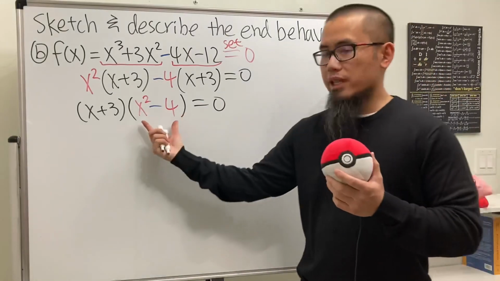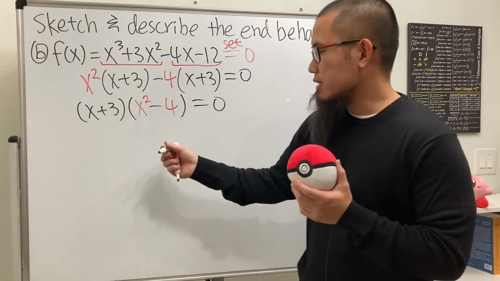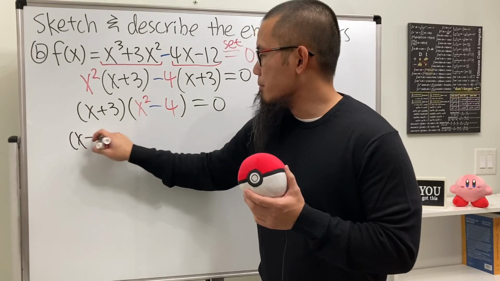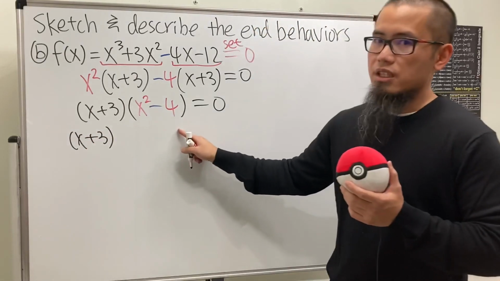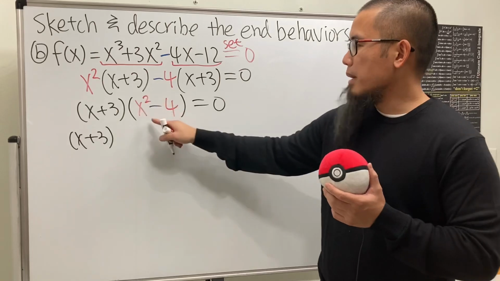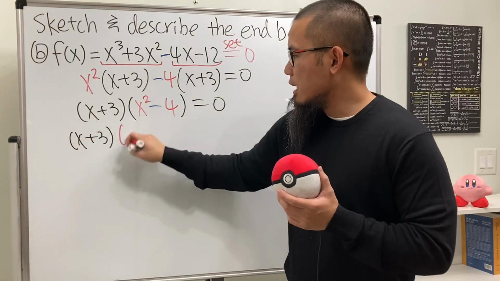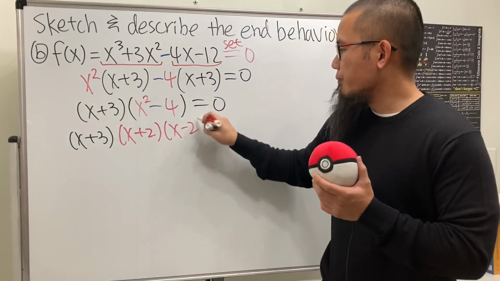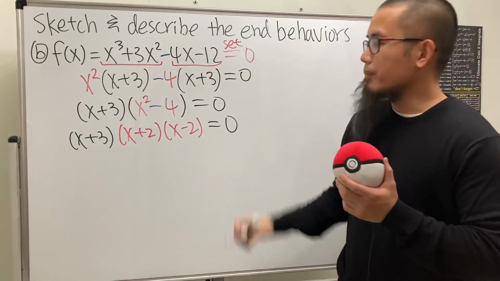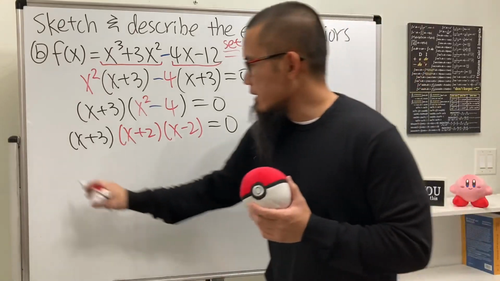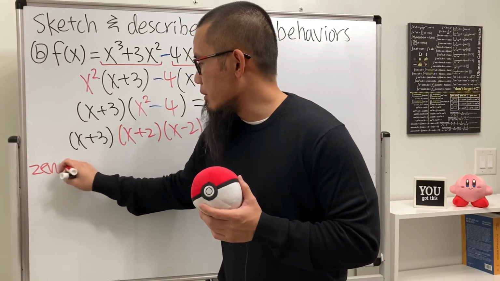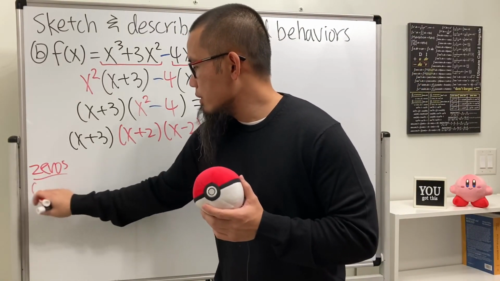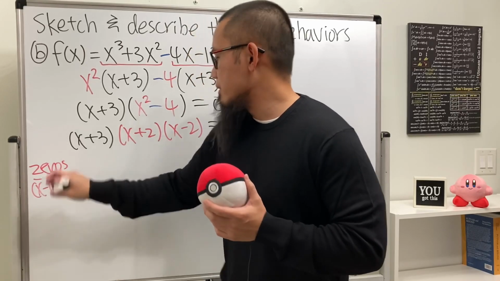And notice, this right here, we can actually factor even more. So let's go ahead and do that. So x plus 3, and this is just the difference of 2 squares, x squared minus 2 squared, so we get x plus 2 first, and then x minus 2. And all in all, this is equal to 0. Cool. Now, let's identify the zeros of the polynomial, or you can simply write down the x-intercepts.